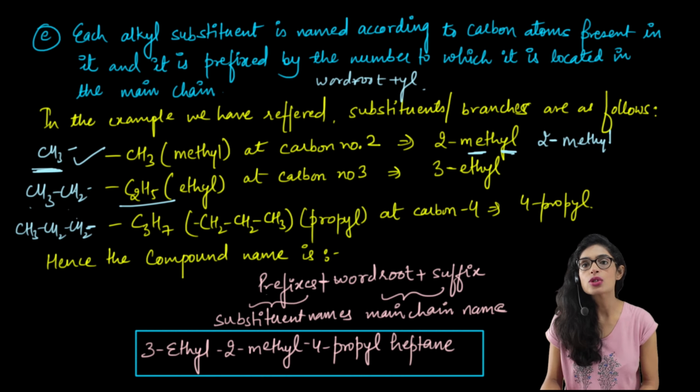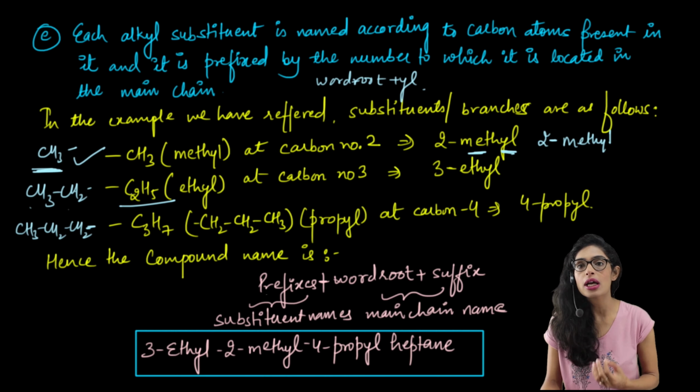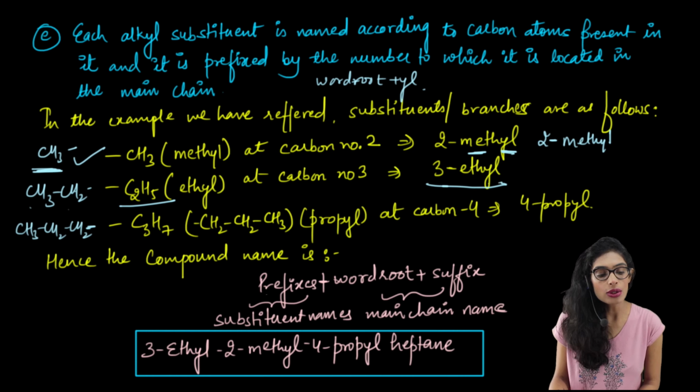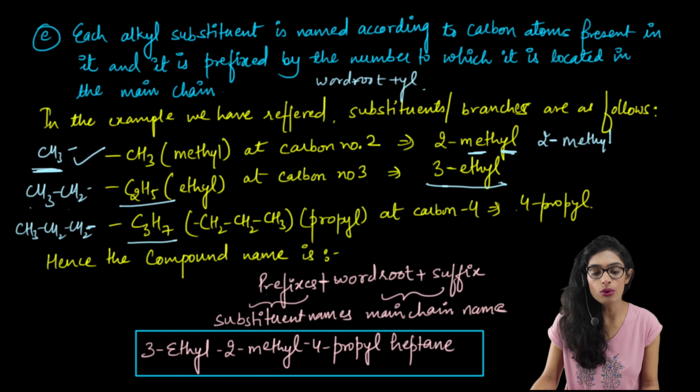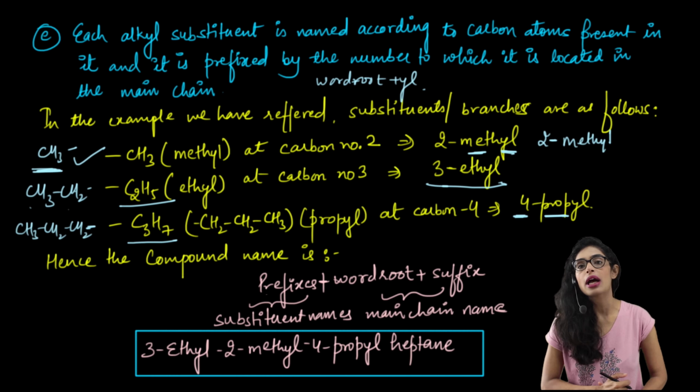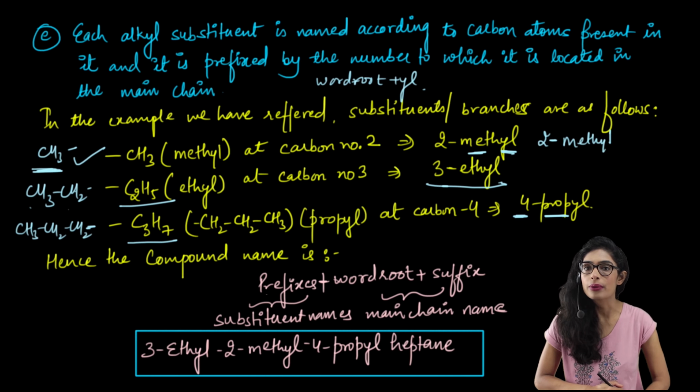Two carbons are there, so the word root will be eth. Because it is a branch, the suffix will be "-il" and its position is third, so it will be 3-ethyl. Now the next branch has three carbons in it, and its position is on the fourth carbon, so 4-propyl. That's how we have individually named the three branches which were present in that compound.